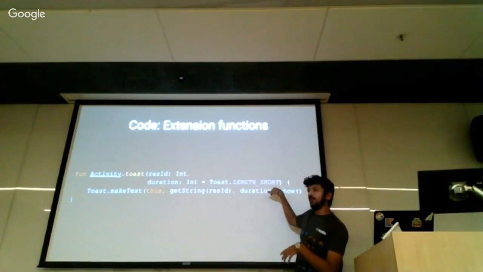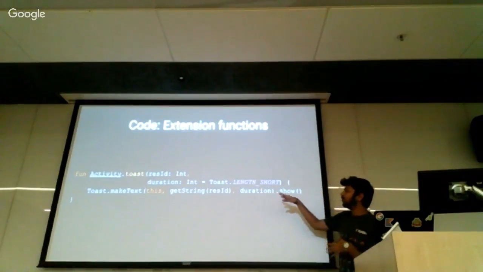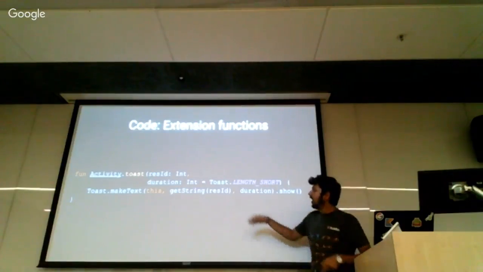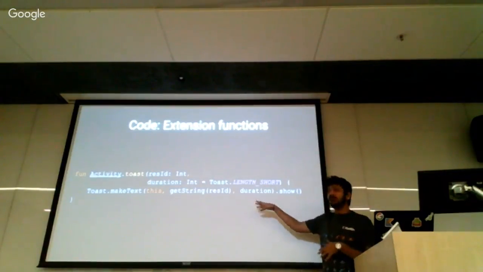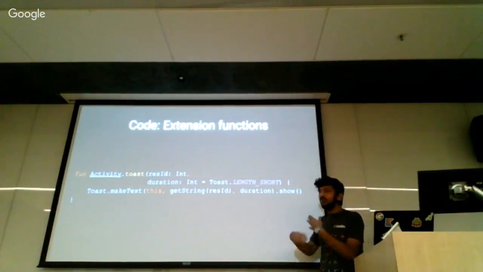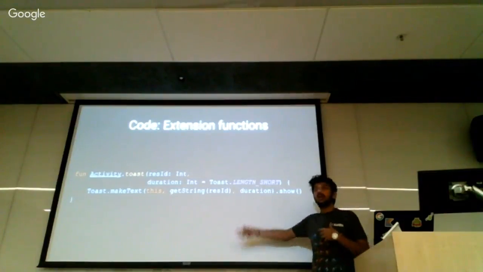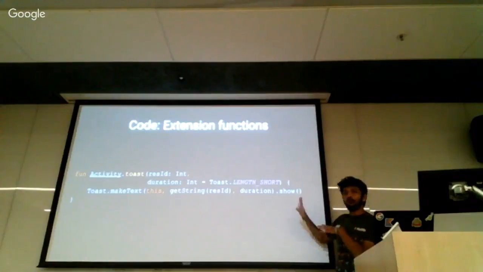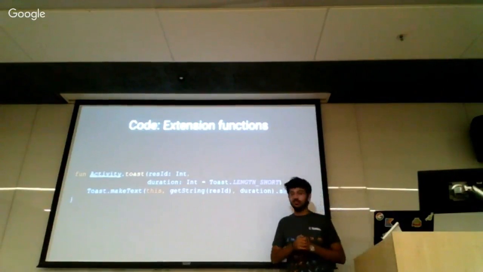We just passed the parameters, and of course I have passed a default value. If the duration is not passed, then take it as length short. If something is passed, then take whatever is passed. And you can see in the next line, Toast.makeText, where this, in this case, is the activity context. So pretty cool, right? And you don't need to remember now to call .show. So that is an extension function.